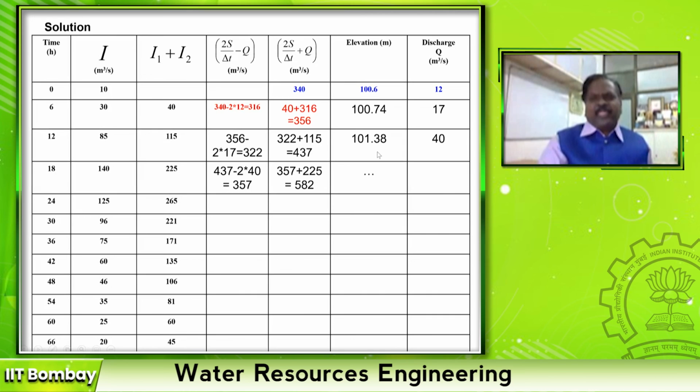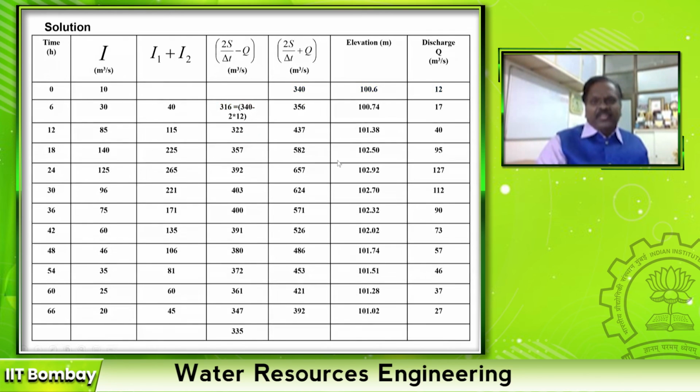So next is this final storage minus 2 times of this final discharge will become the initial storage discharge for the time step between 12 and 18. Then find out, this is the sum of this. So if I do this continuously, then I can find out what is the discharge at every time.